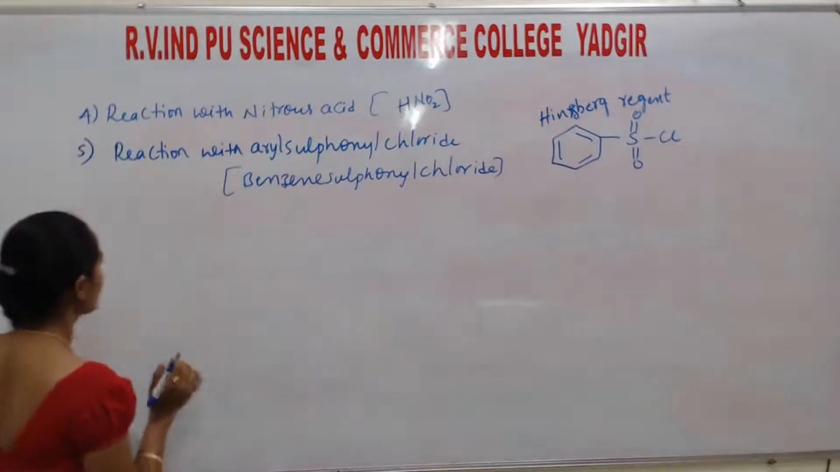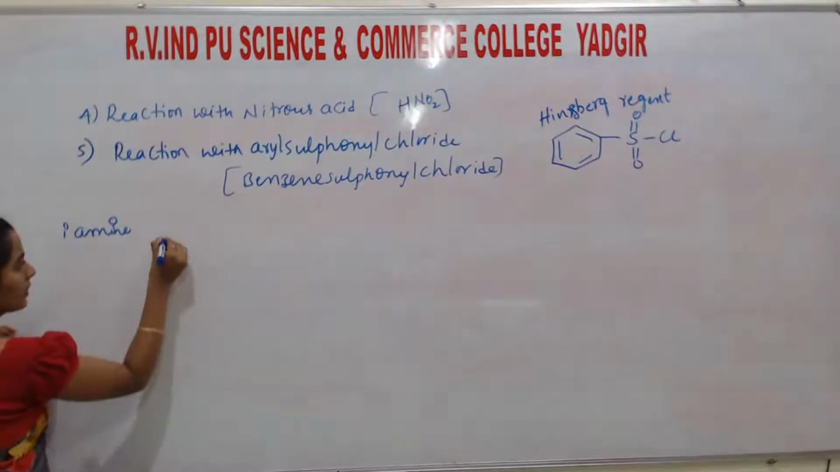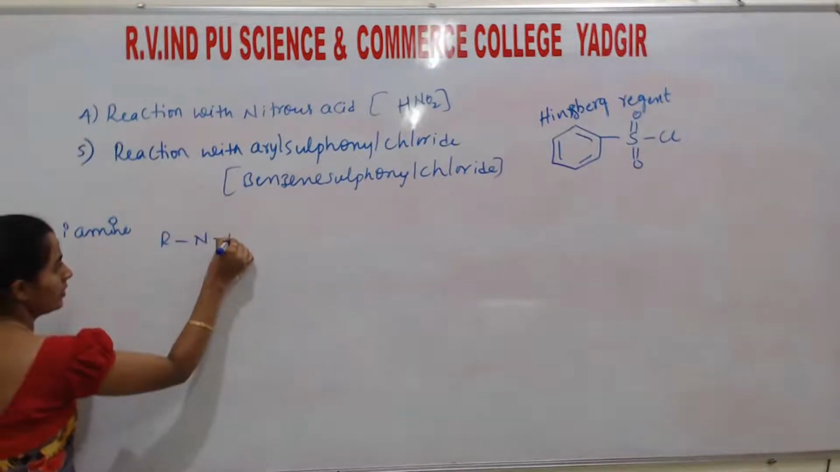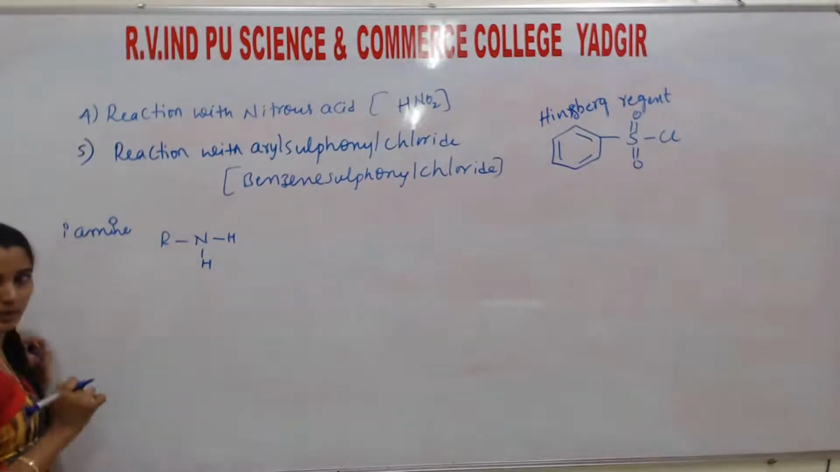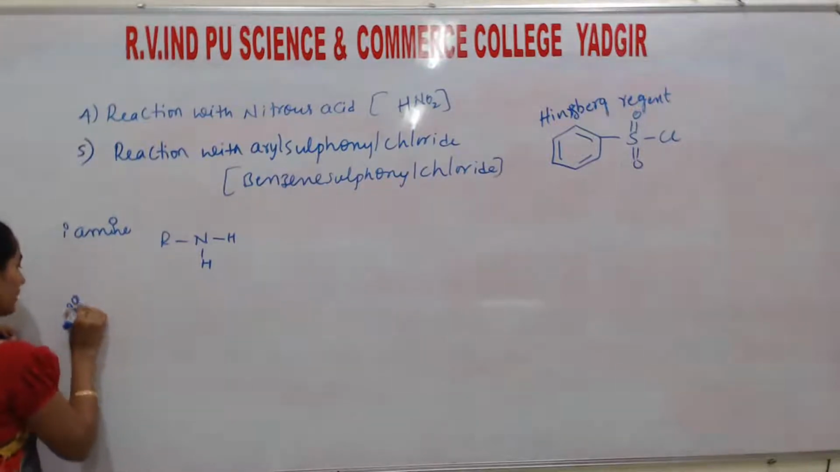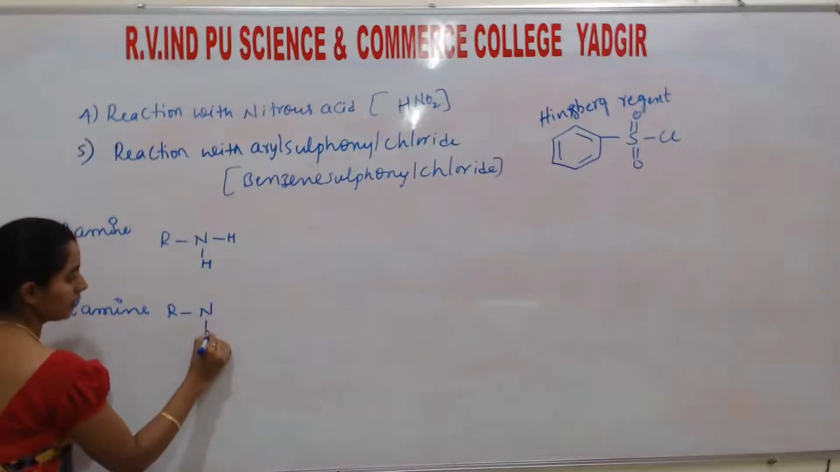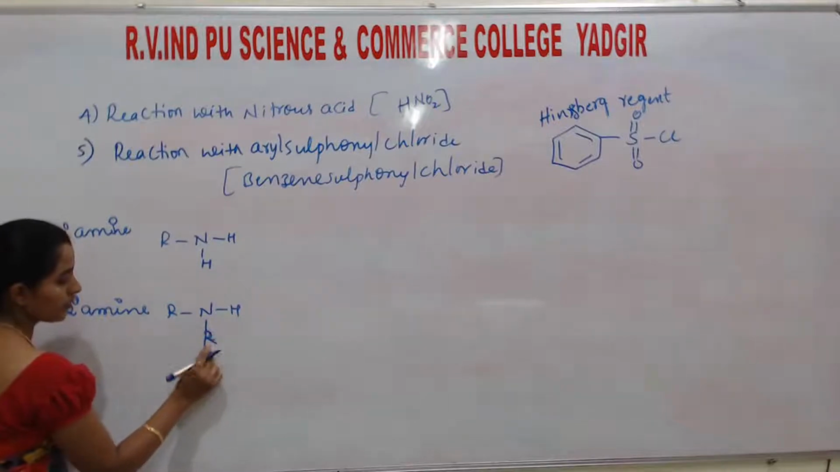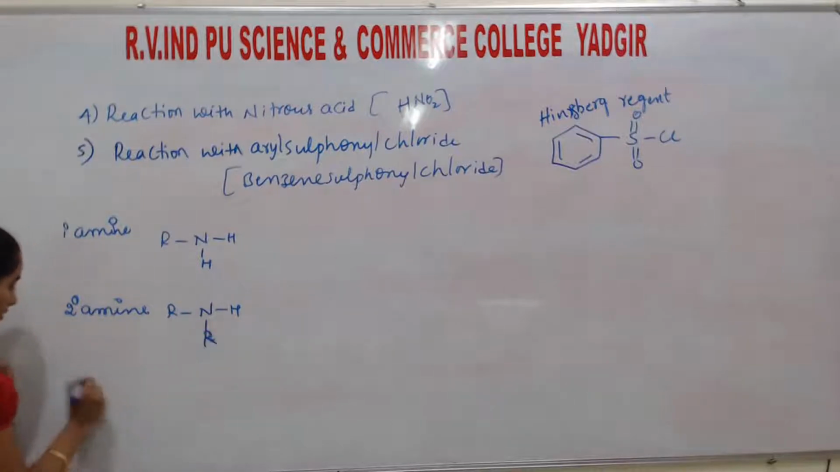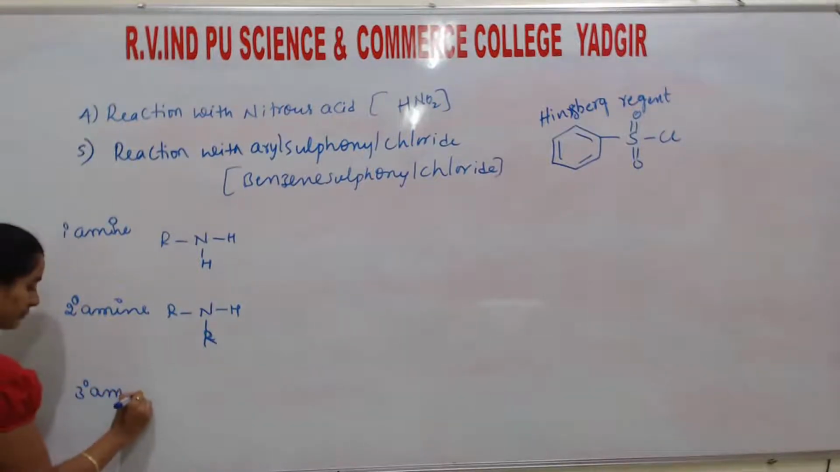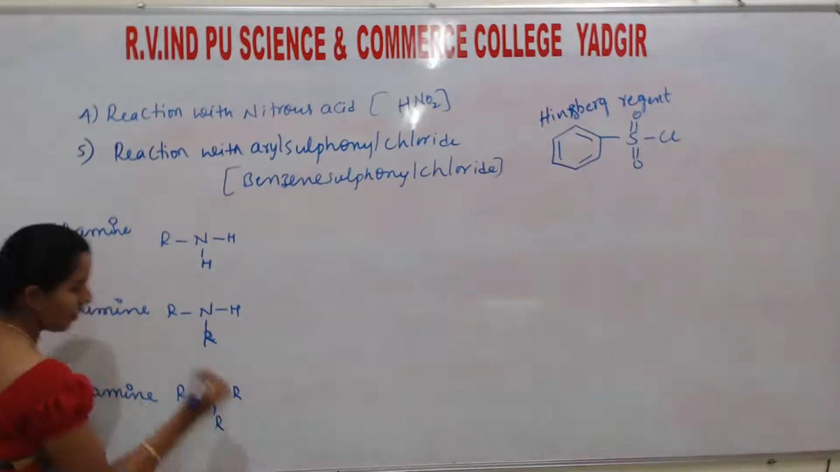So how will they react? Listen, primary amine, write first. Primary amine means R, N, H, H. If one carbon atom is attached to nitrogen, then it is said to be primary. Next, secondary amine, that is R, N, R, H. Two R groups are attached to nitrogen, then it is said to be secondary amine. Next one is tertiary amine. Tertiary amine means R, N, R, R.